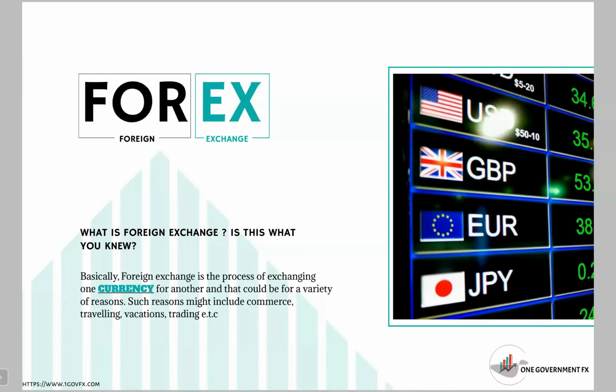Any form of exchange whatsoever is regarded as forex. So it doesn't have to be online. It could be physically. There are a lot of reasons why people exchange currencies, and some of them are listed here. It could be for commerce, for traveling, for vacations, for trading, and so on. Companies oftentimes exchange currency, maybe buy forex from other countries if they need to purchase goods from those countries. So for traveling, vacations, all of that.